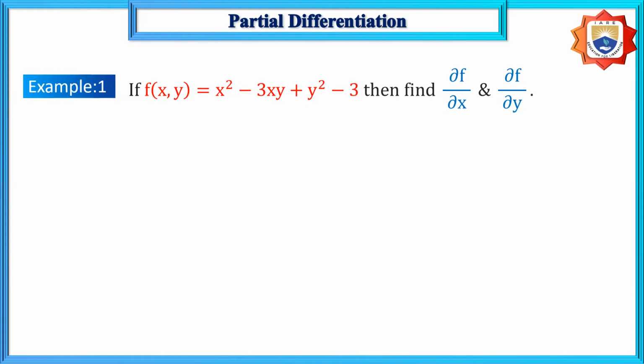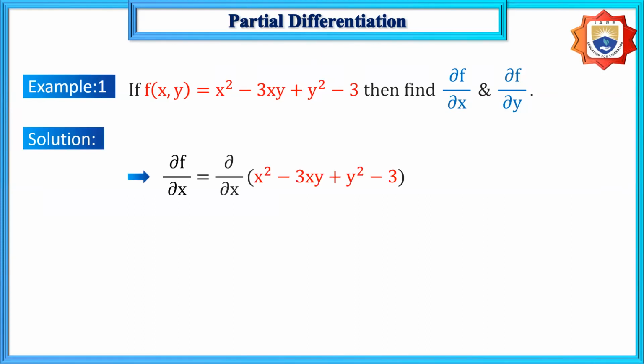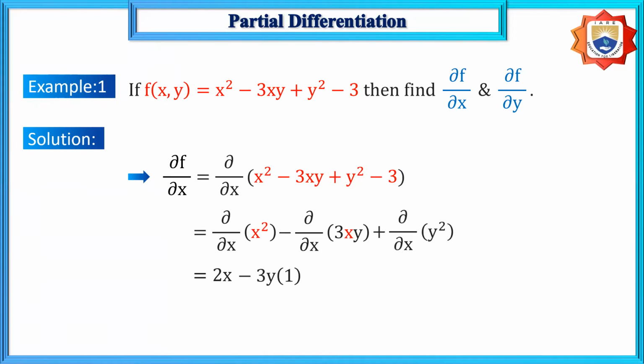Here also, first let us assume that f(x,y) = x² − 3xy + y² − 3. Now I'm going to calculate ∂f/∂x, that means ∂/∂x of x² − 3xy + y² − 3. The ∂/∂x of x² is 2x, and similarly minus ∂/∂x of 3xy is minus 3y into 1, plus ∂/∂x of y², that means 0, minus ∂/∂x of 3, and here also 0.